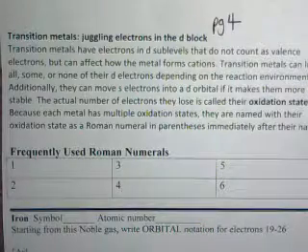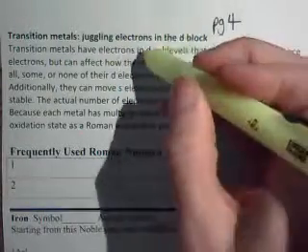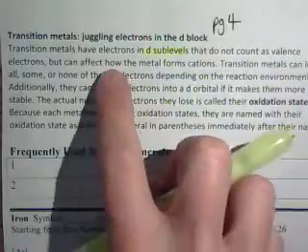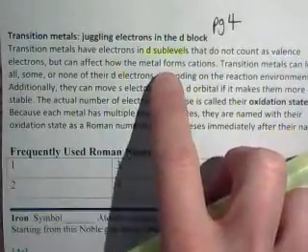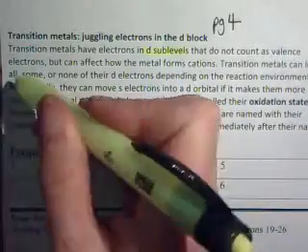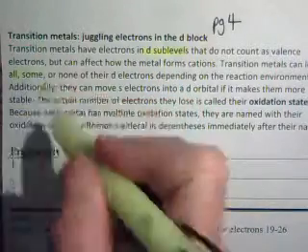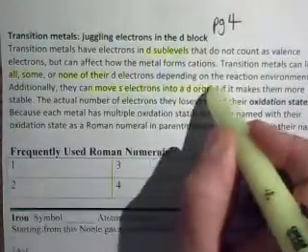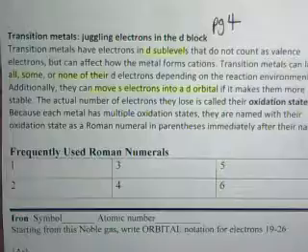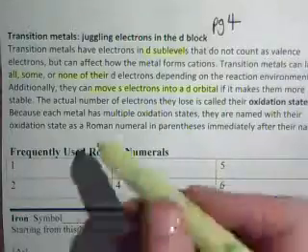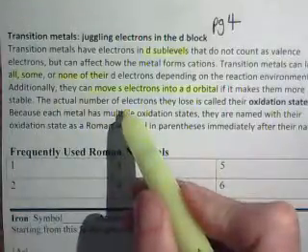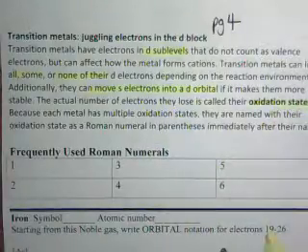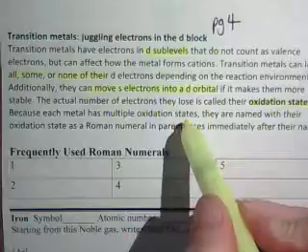What happens with those transition metals is that they have electrons in d sublevels, and they don't really count as valence electrons, but they can affect how that metal forms cations. They can either lose all of those d electrons, some of them, or none of them at all. Or they can take some of their s electrons and move them into a d orbital if that makes them a little bit more stable. So that number of electrons that they lose, what we call that is the oxidation state. And transition metals have multiple oxidation states.